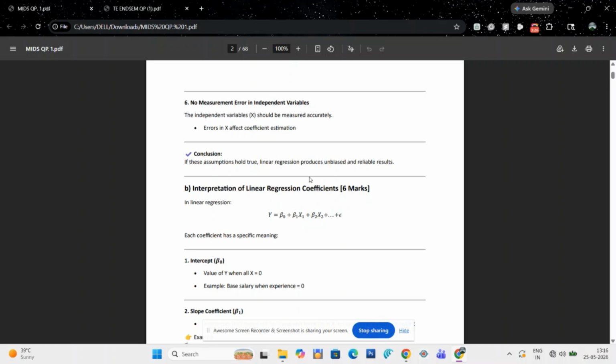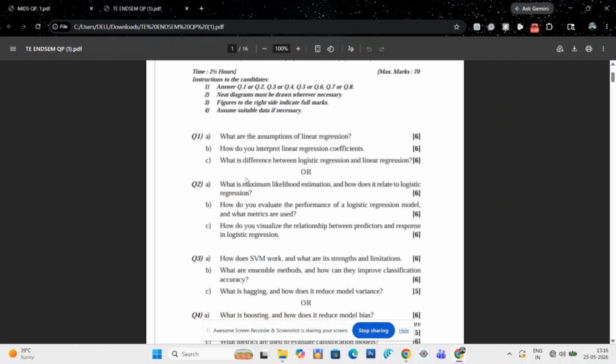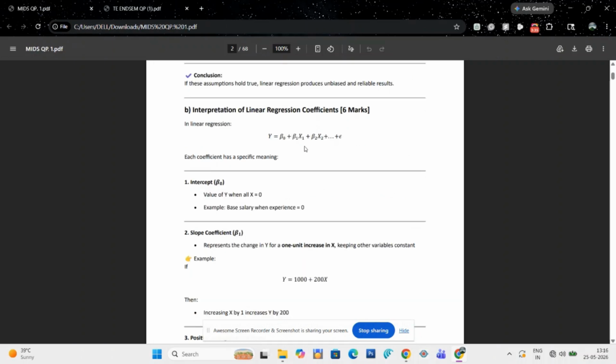Okay, so the next question is, how do you interpret linear regression coefficients? This is a 6 mark question. So first, what is linear regression? Linear regression is a supervised machine learning model which deals with numerical continuous values. For example, in linear regression we get car price prediction, plant disease rate prediction, and customer behavior analysis with price prediction. Overall, it deals with numerical data.